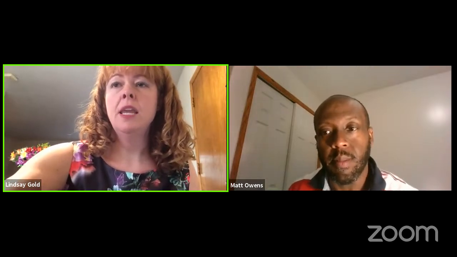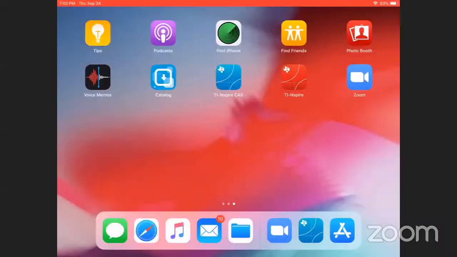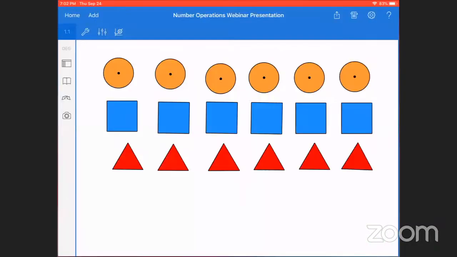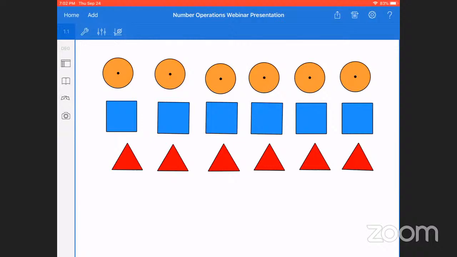So I'm going to start out by sharing my screen here, and this takes just a few seconds to kick over to the iPad app that I'll be using tonight. And you should be seeing some shapes, some circles and squares and triangles that come up. We're talking about shapes and patterns.